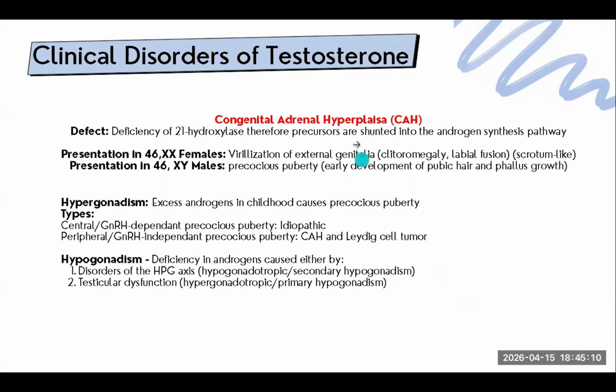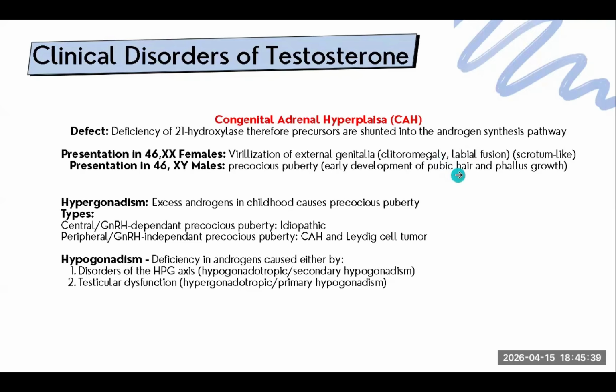Now, let's talk about CAH, which is congenital adrenal hyperplasia. This is basically a deficiency of 21 hydroxylase, and therefore all the precursors would be shunted into the androgen synthesis pathway. The presentation in females is more severe than in males. In 46 XX females, they would present with virilization of the external genitalia. You would have clitoromegaly and labial fusion.